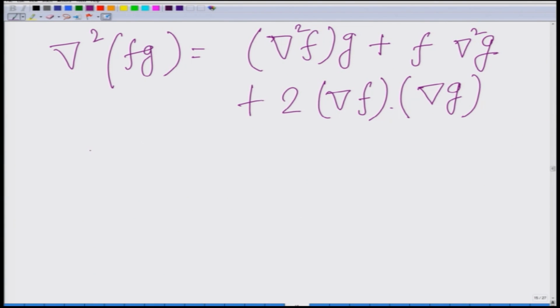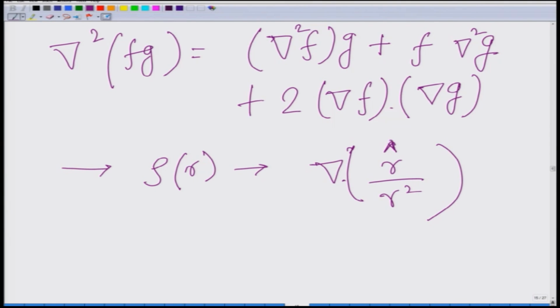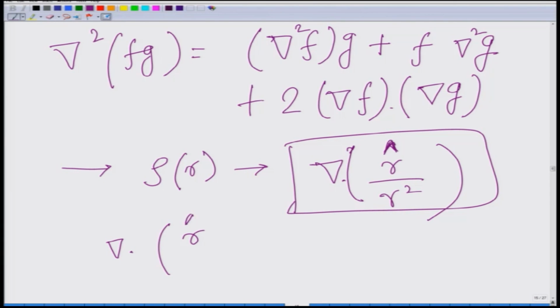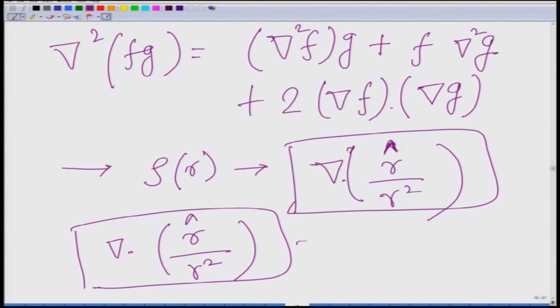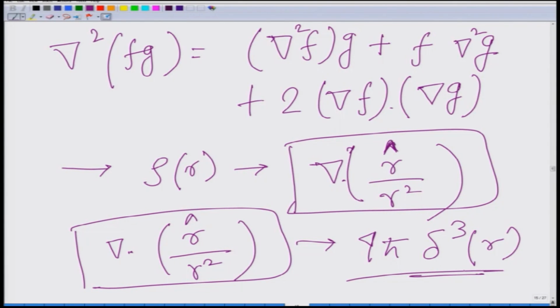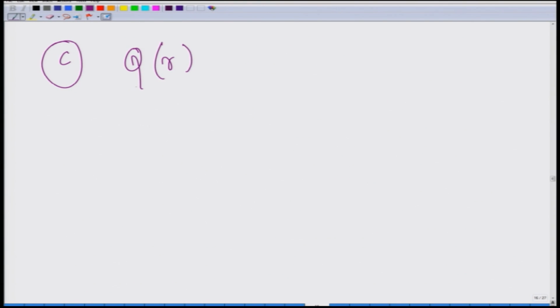So, now from here we can find out the charge density. Here you will encounter the divergence of r hat by r square, which is basically 4 pi delta(r). Alright. So, now in part C, we have to find out the total charge, which is nothing but the integral of rho d cube r.